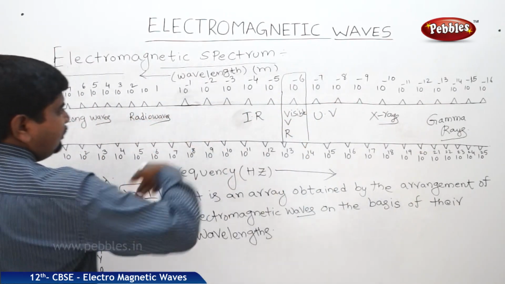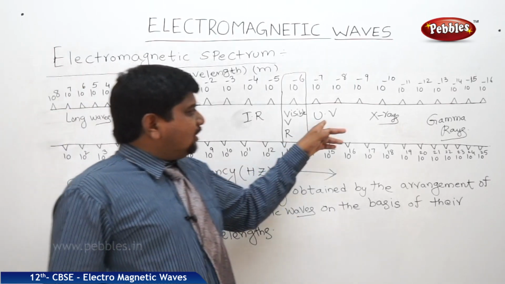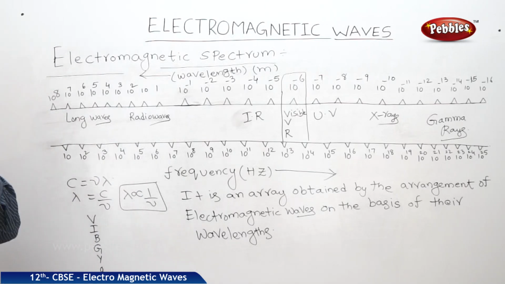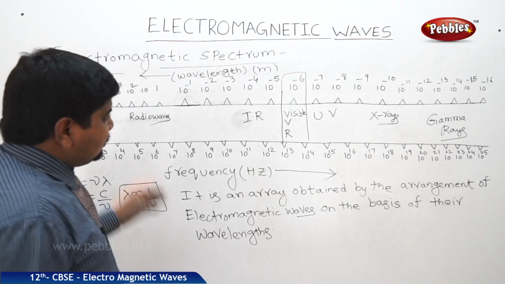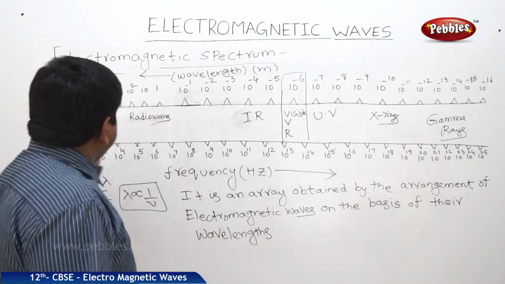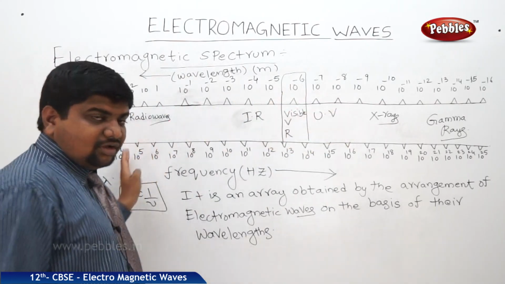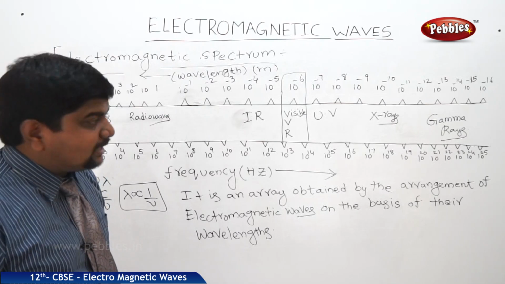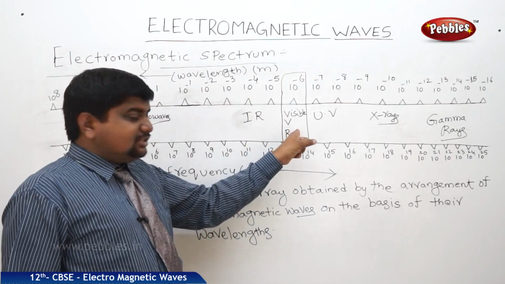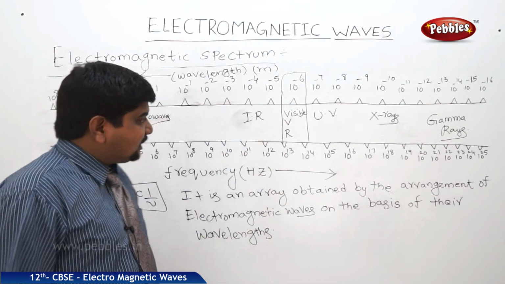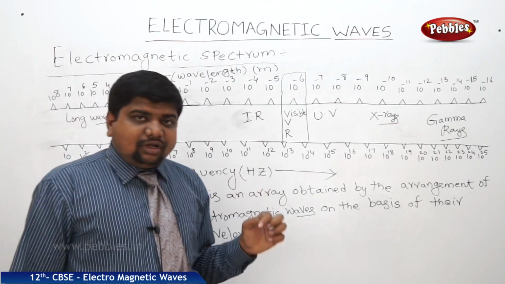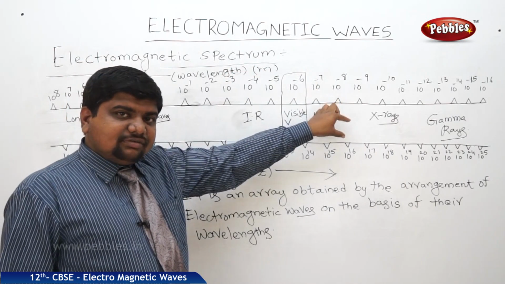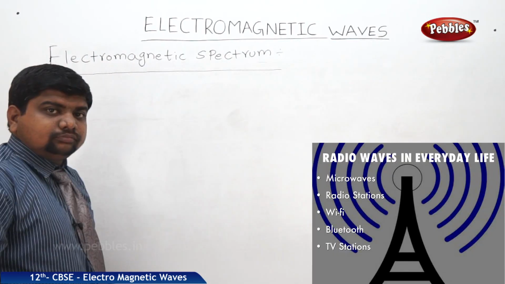So before visible, what can we expect? Ultraviolet, X-rays, gamma rays. After the visible, infrared, radio and long waves. The whole arrangement from gamma to long waves, or long waves to gamma, in the order of increasing or decreasing, is called the electromagnetic spectrum. In the electromagnetic spectrum, this is the visible spectrum, all others are invisible spectrum. Now we are going to discuss the production of these waves and their uses.